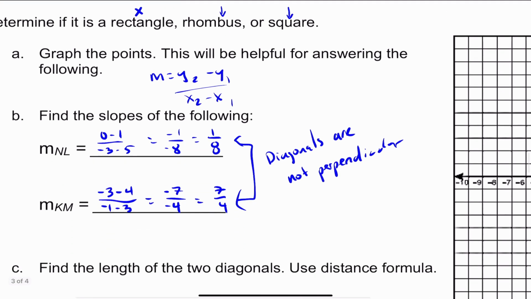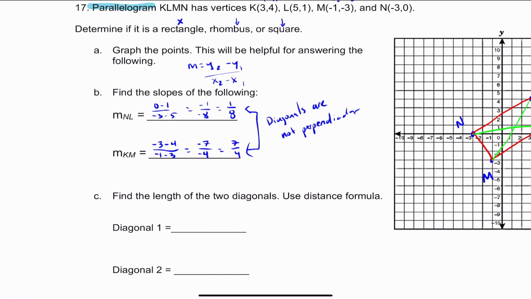So now I'm just gonna do one more step. The cherry on top is to calculate whether or not the diagonals are congruent. Okay? And if the diagonals are congruent, then this is definitely a rectangle.